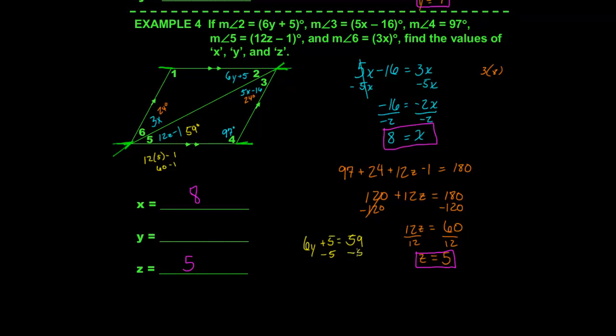Subtract 5, subtract 5. 6y equals 54. Divide by 6. Y then equals 9. Let me grab the correct color over here. Y equals 9.